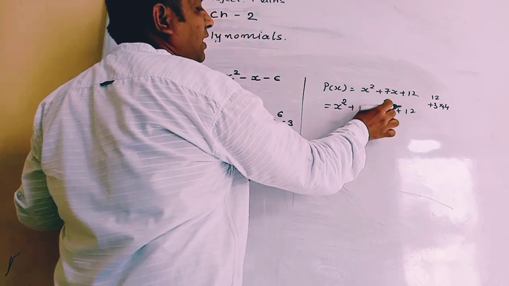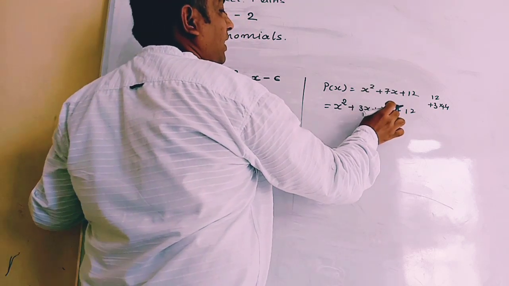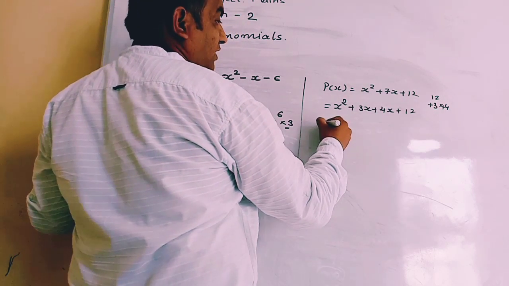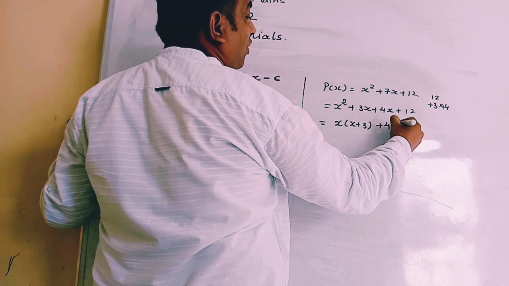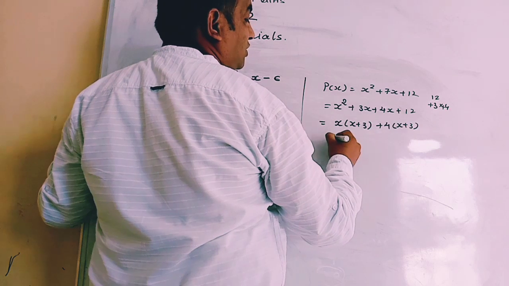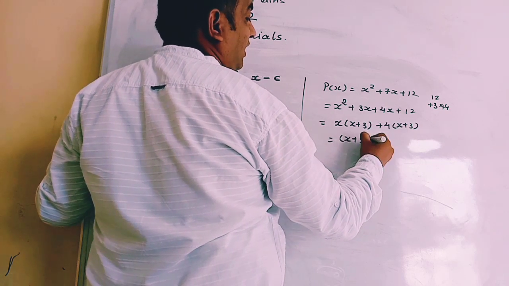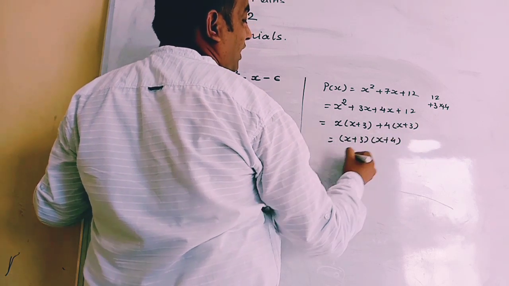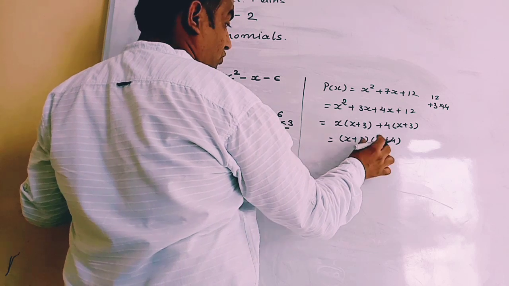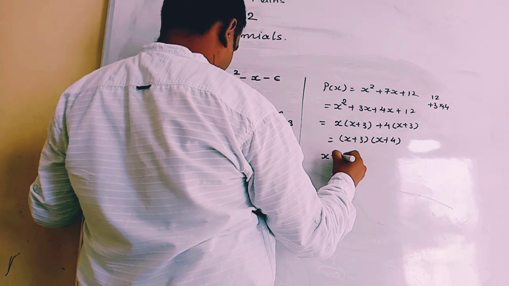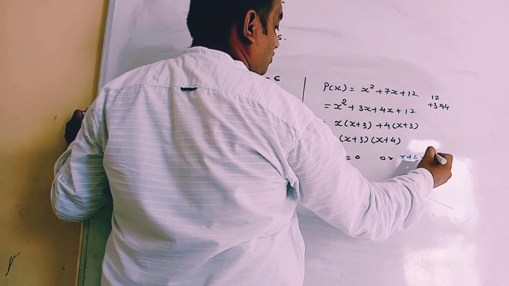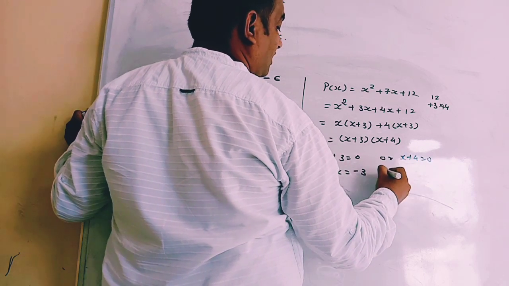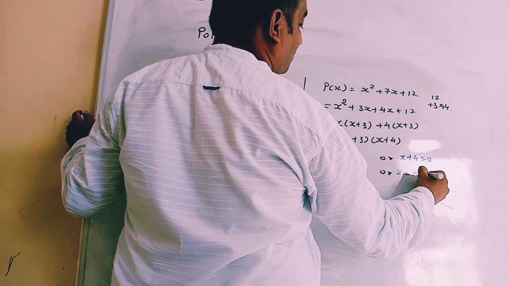Splitting 3 plus 4 is 7 and 3 times 4 is 12. We take out the common factors: x common, x plus 3, and 4 common, x plus 3. So it will be (x plus 3)(x plus 4). Now the multiplication of the two factors is 0, so x plus 3 equals 0 or x plus 4 equals 0, so x equals minus 3 or x equals minus 4.